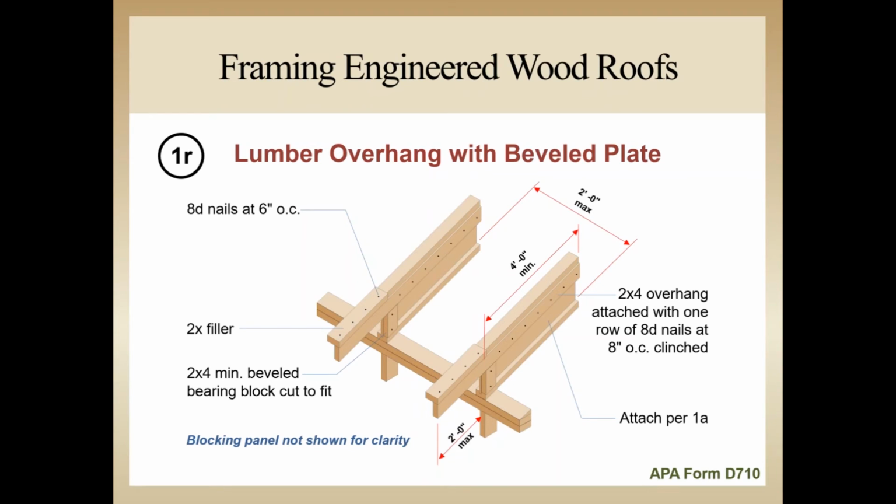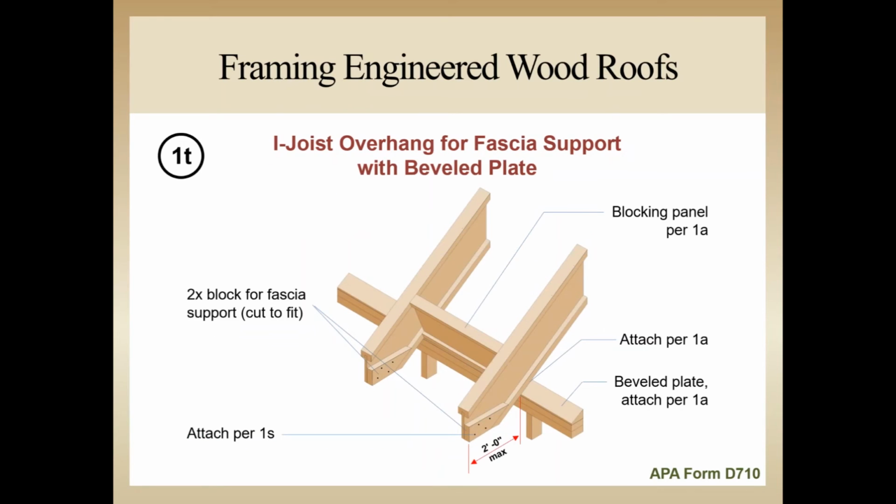Over the bearing, a 2x4 is bevel cut at the top and the bottom to fit flush against the top and bottom flange and the bottom of the 2x4 overhang support. Then another piece of dimensional lumber is nailed to the top of the overhang support to provide a flush extension for the roof sheathing and attachment to the top of the overhang.